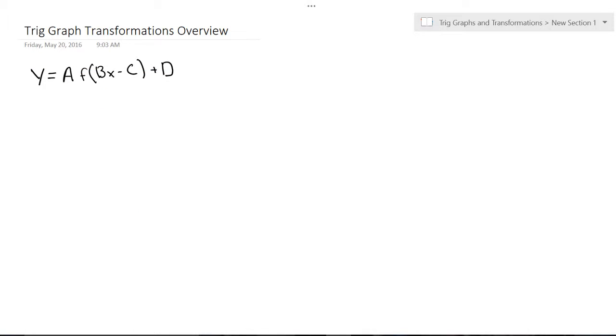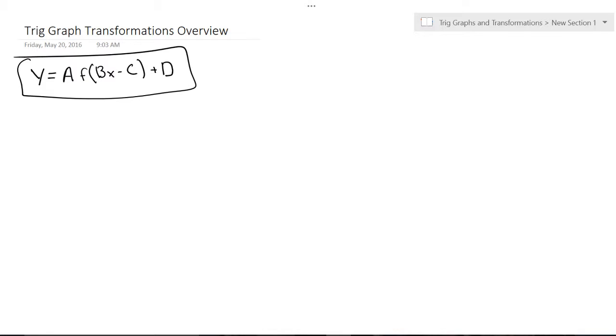Hey guys, so today we're going to do a trig graph transformation overview. This is going to show all the different parts that you can change with the trig function, and just the basic form and some properties of it. Okay, so here we have a basic form of every single trig function you're going to see.